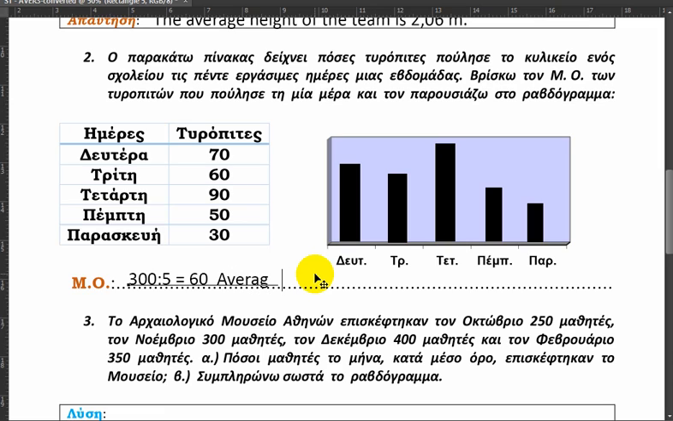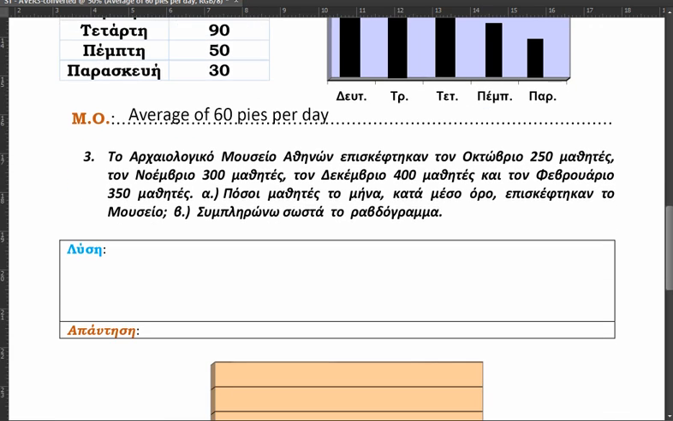So average pies sold per day, 60. Wait, no, sorry. It should have been written as average of 60 pies per day. Average of 60 pies per day.